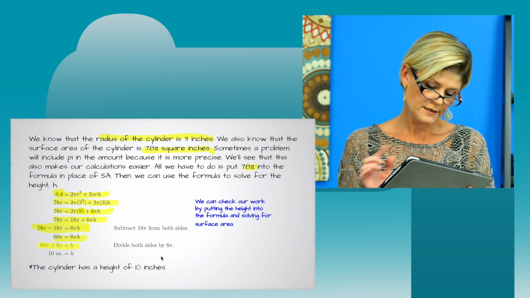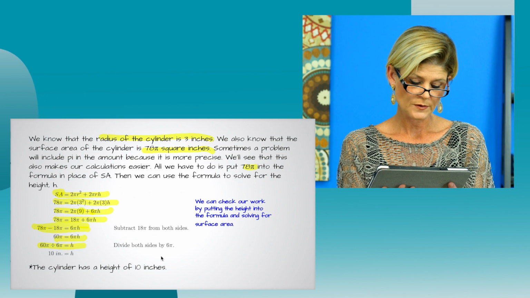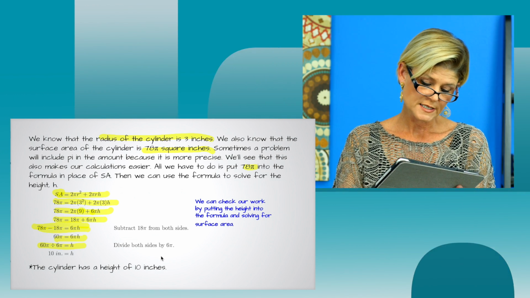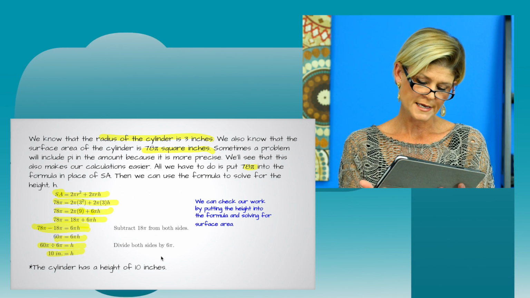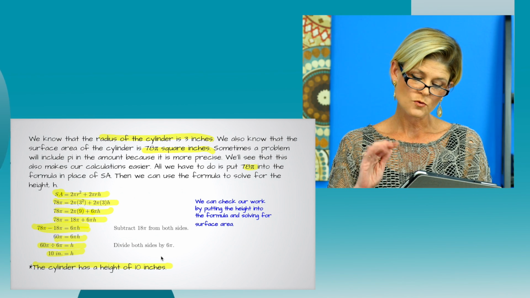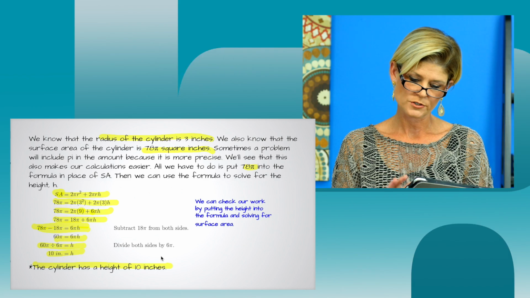And as we continue our calculations, we're going to divide both sides by 6 pi. So now we have 60 pi divided by 6 pi equals height. We get 10 inches equals height. So this cylinder has a height of 10 inches. And we can check our work by putting the height into the formula and solving for surface area.